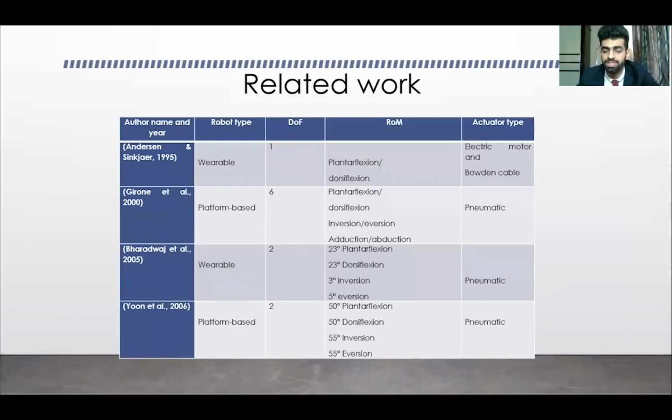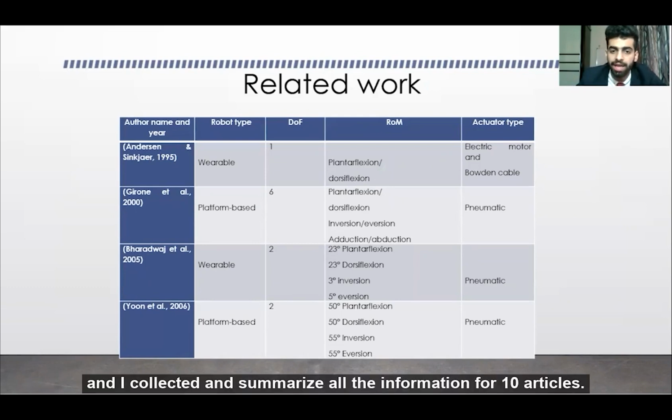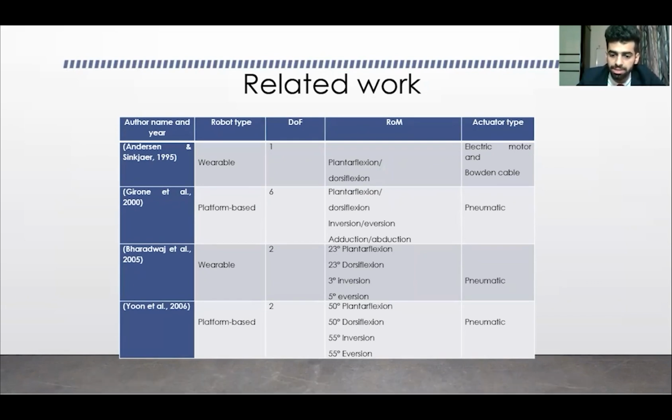Okay, coming to the last part, which is related works. I have read up to 15 articles, and I collected and summarized all the information for 10 articles in these 2 tables, where the first column is the author name, and then robot type, degree of freedom, range of motion, and actuator type. As we can see here, the first is Anderson, the robot type is wearable, and the range of motion is plantar flexion and dorsiflexion.